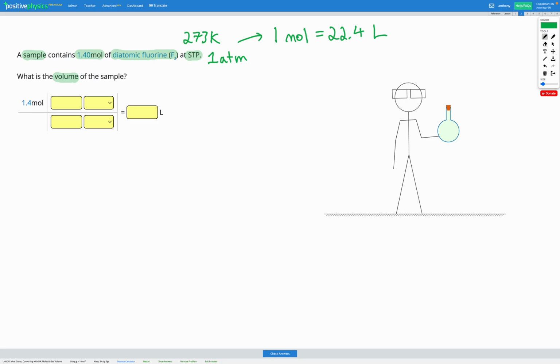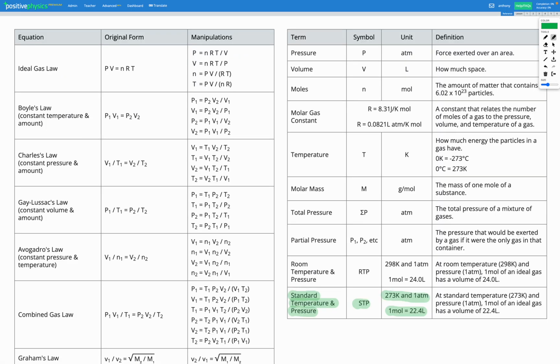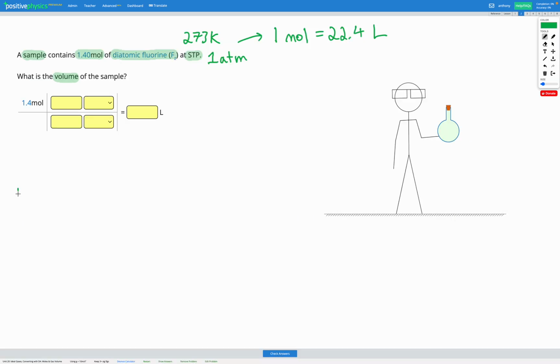Now, before we actually do the question, I just want to show you why and how we know that 1 mole of gas is equal to 22.4 litres of volume at STP. To do that, we're going to use our ideal gas law. Going back to our reference sheet, we have our ideal gas law at the top here, which tells us the relationship between the pressure, volume, number of moles, R, the molar gas constant, and the temperature. So let's write that equation down. We've got PV equals nRT.